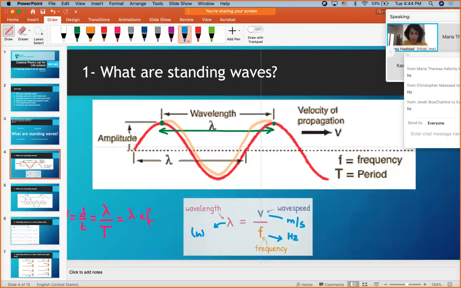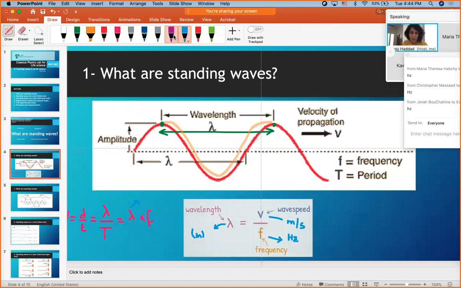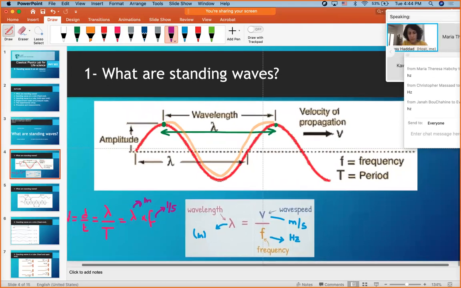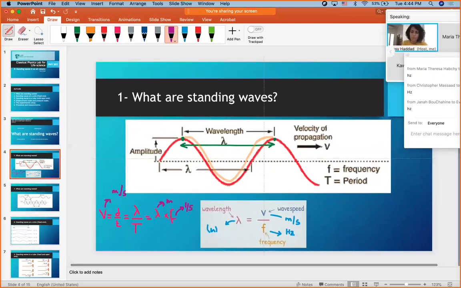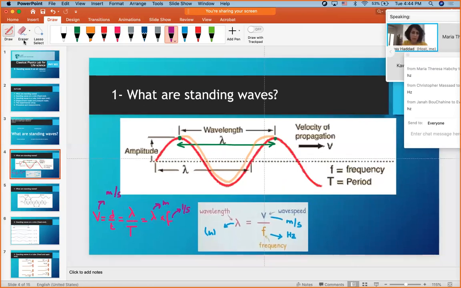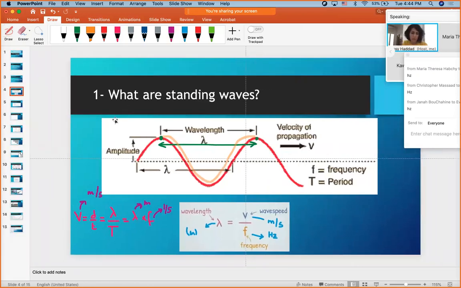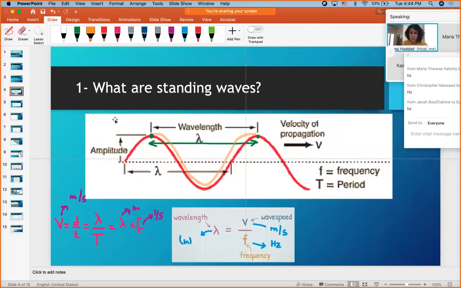So you would see meter in here. Let me change the color into purple. So this is meters, and this is 1/second, or you can call it hertz. This would give you eventually meter per second. So it makes so much sense to have a look at the different units, right? All right, so this is a wave.